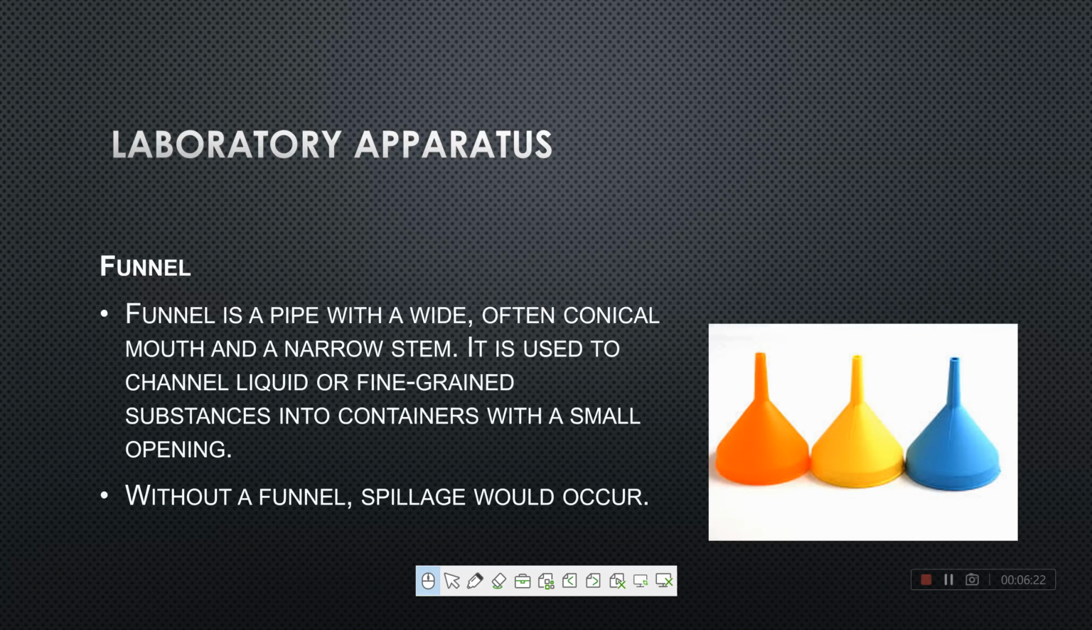Now funnel, you can see. A funnel is a pipe with a wide, often conical mouth and a narrow stem. It is used to channel liquid or fine-grained substances into containers with small openings. The containers which have a very small opening, we know that if we transfer the solution, then it will spill somewhere. So if we don't want the spillage of the solution, we use a funnel to transfer any kind of solution into a narrow-mouthed container. So this is what a funnel is.